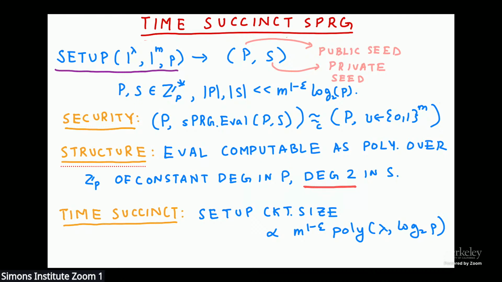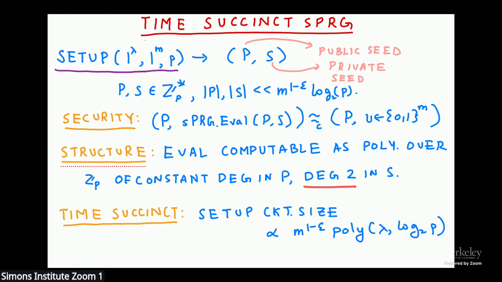Let me now talk about the really crucial property, which is essential to get rid of LWE. The property that I need is that the time it takes to set this up, not just the output size, should be smaller than the number of random bits that I'm extracting. How small? Polynomially small: m to the 1 minus epsilon, and even a tiny epsilon will do. And for the most part, I'm going to ignore poly lambda log P factors. So that's time succinct SPRG.